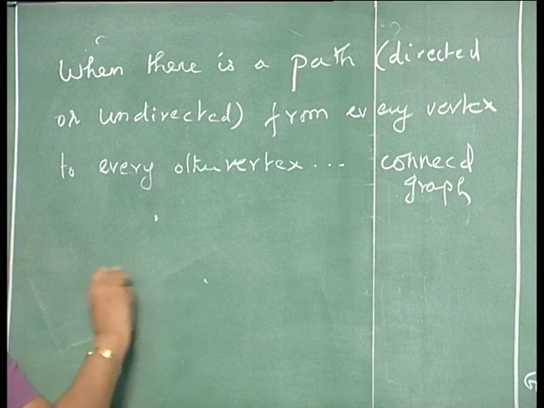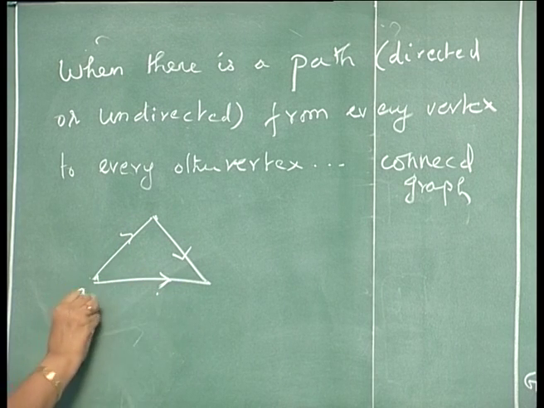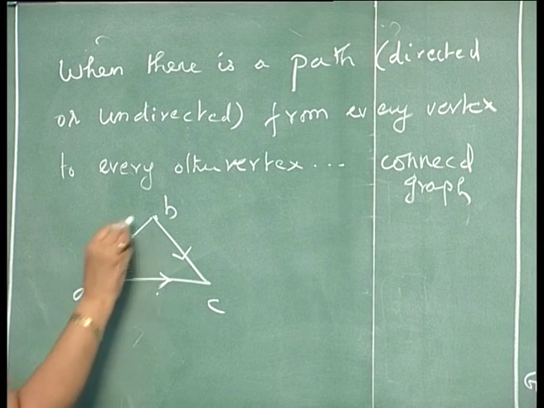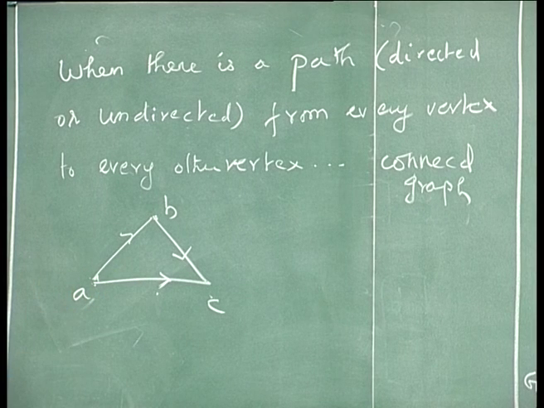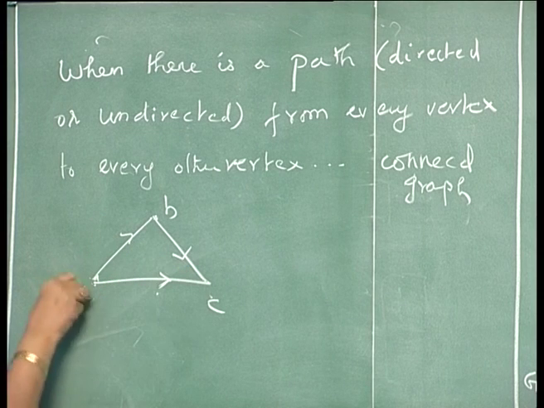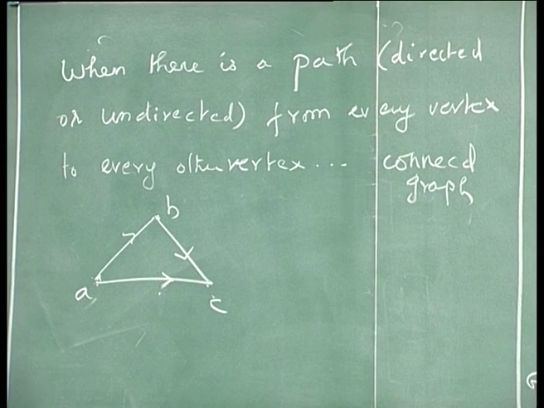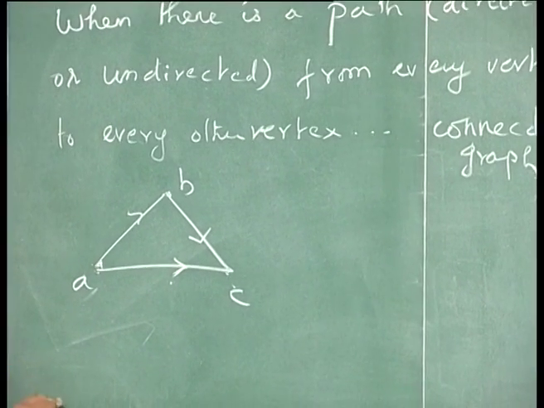Look at this graph. There is a directed path from A to B, there is a directed path from A, B, C like that, but this way it is in the opposite direction. You do not have a directed path from here to here, or if you take from C to A you do not have a directed path, but there is an undirected path. This graph is a connected graph, but it is not a strongly connected graph. Now look at a graph like this.